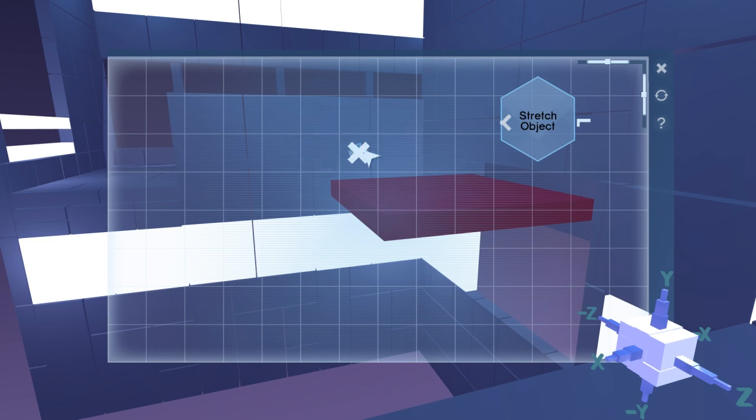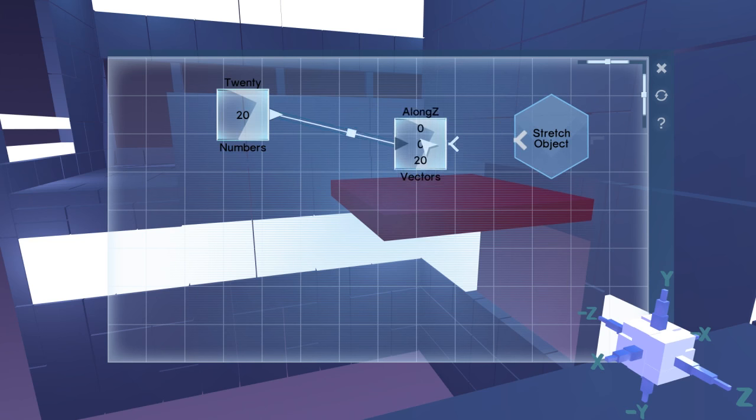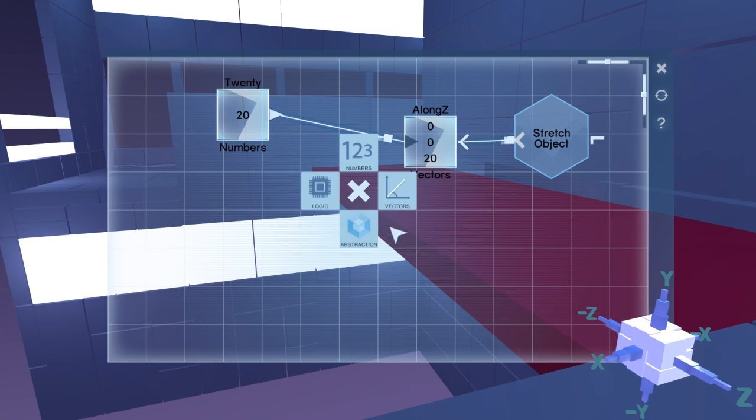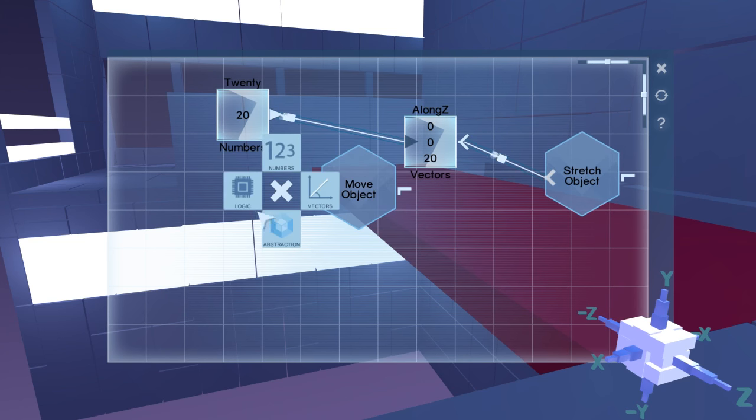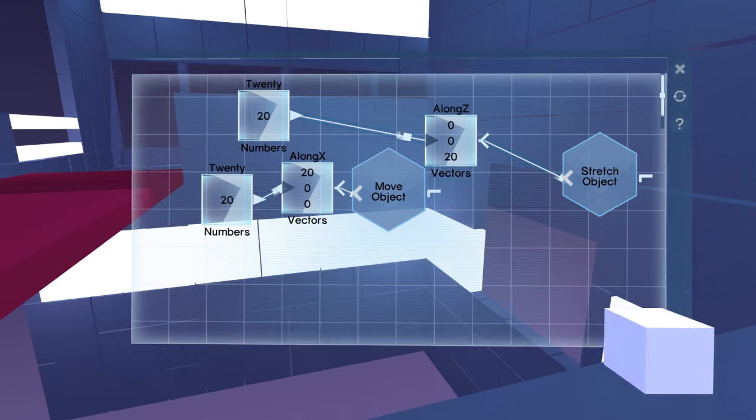Yeah, that's my goal. Get over there. I want you to stretch along the z-axis. Let's say 20. There we go. And then we want you to move along the x-axis. By about 20. There we go.